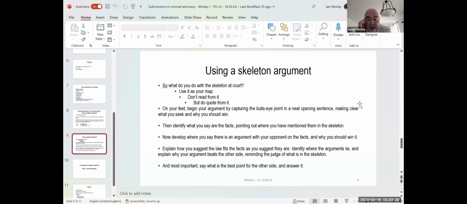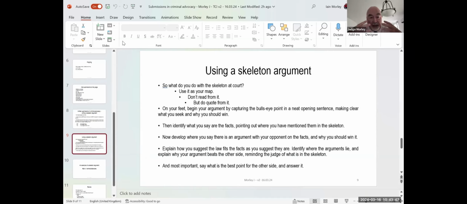And you explain how you suggest the law fits the facts as you suggest they are. Identify where the arguments lie and explain why your argument beats the other side, reminding the judge of what is in the skeleton. So you're working your words as you utter them with the words as you have written them. And most important, say what is the best point for the other side and answer it.